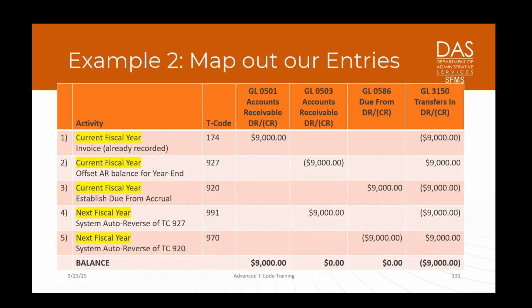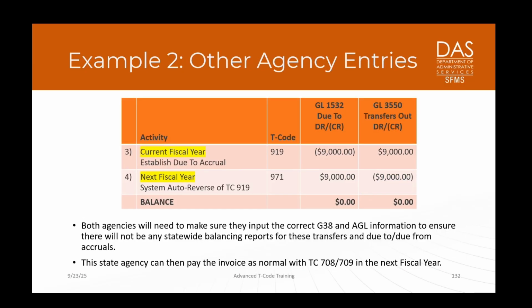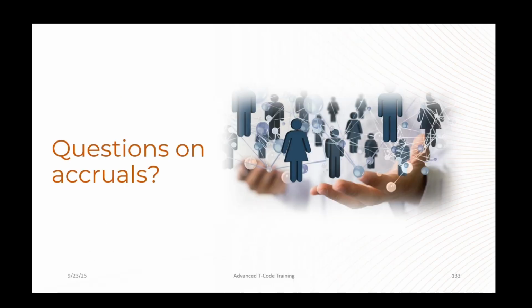And then we'll set up the due from accrual in step 3 with T code 920. And then the next fiscal year, both of those T codes, 927 and 920, will auto reverse. And then we'll have that invoice still showing as needing to be paid from the other state agency. On the other state agency side, it's a little simpler. They just have to record the T code 919 to show that they have a due to, and then that will auto reverse. So both agencies need to put in proper G38 so everything balances, and then the state agency could pay the invoice as normal with T code 708 and 709 in the next fiscal year.